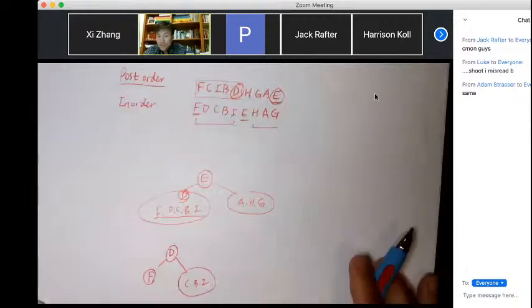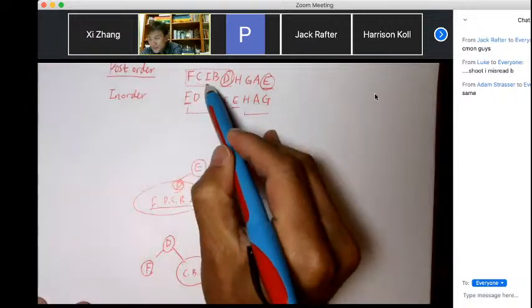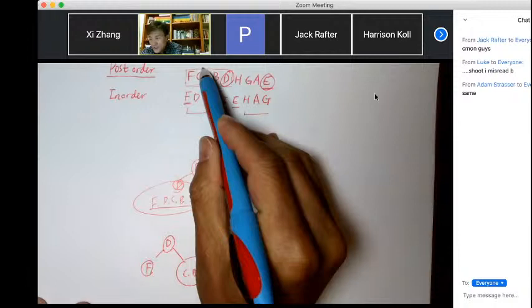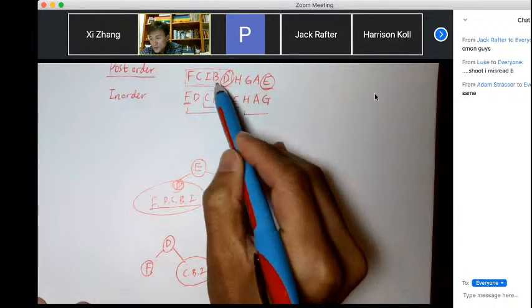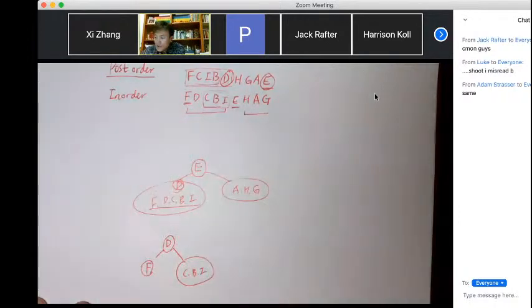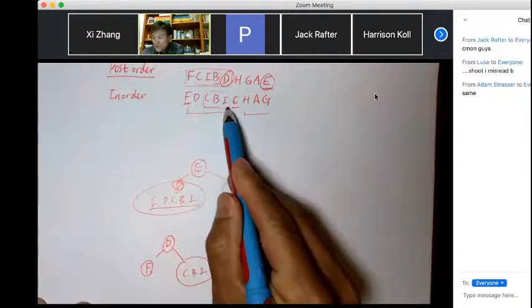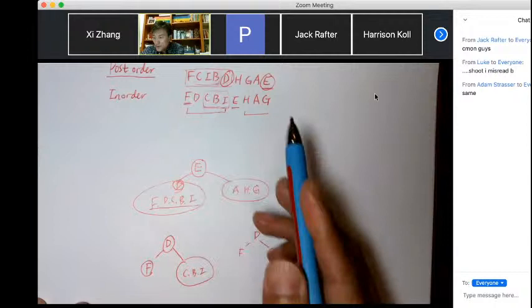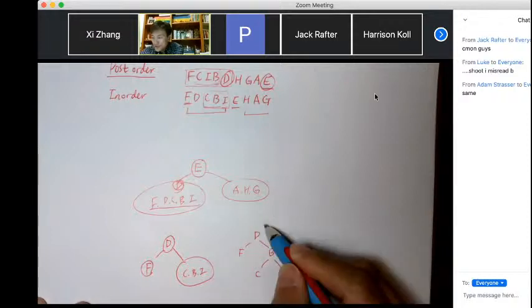Okay, so we ignore everything except C, B, I. C, I, B, given here in the post-order. So B should be the root of the subtree because of the last one. So we know D, F, B, and C is the left subtree. I should be the right child. C, I. Okay, so that is the left subtree of E.